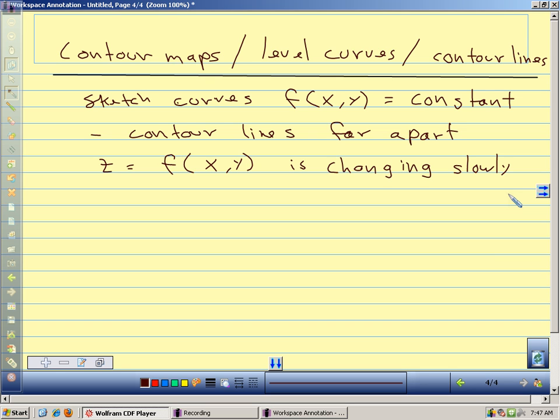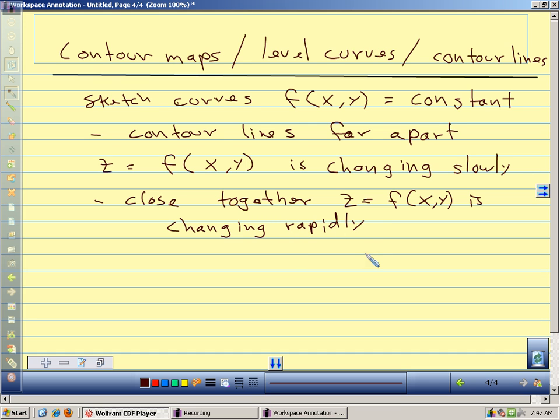So that means your surface is going to be flatter where the contour lines are far apart. And if they're close together, it means that the function's changing rapidly. So like on a topographical map, when your elevation lines are very close together, that means you have some kind of cliff or a steep hill or something. So that helps us visualize what the surface looks like.